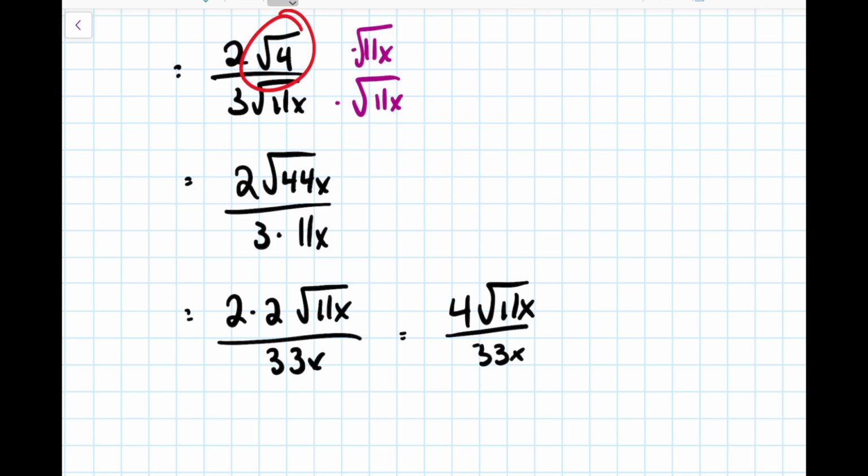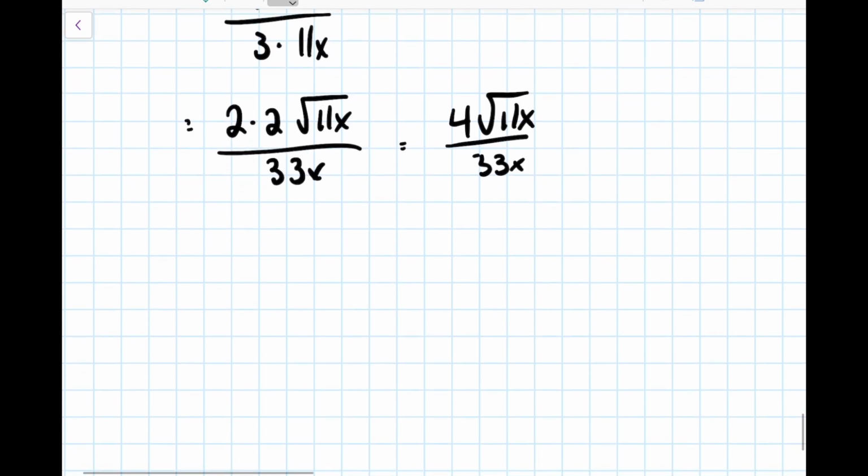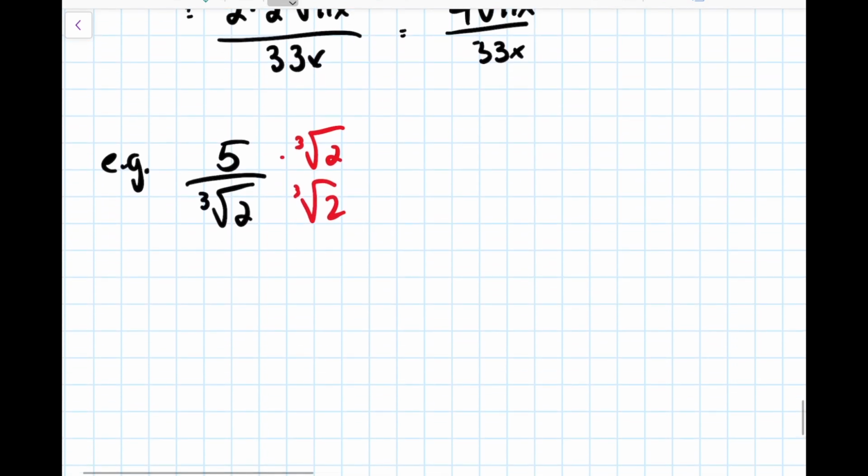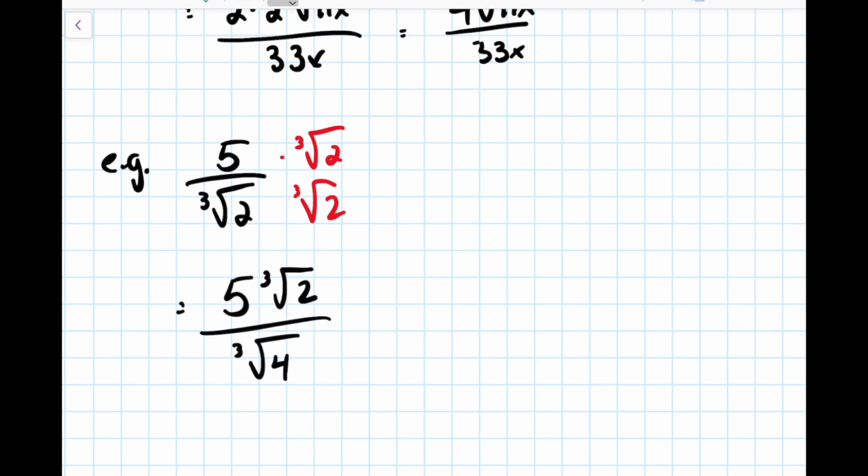This one's done. So the last thing we want to think about is, well, what happens if it's not a square root? What if it's a cube root? So if we've got 5 over cube root of 2 instead of 5 over just square root of 2, our first instinct is probably to say, okay, well, I'm going to multiply by cube root of 2 on the top and the bottom. So on the top, that's going to get me 5 cube root of 2 over cube root of 4. But that doesn't really help us, right? The cube root of 4 is not a nice number.